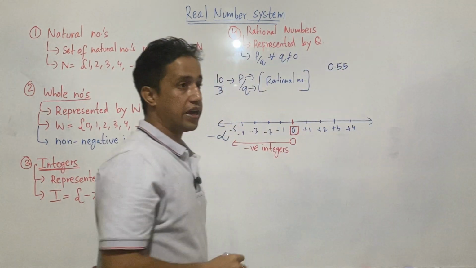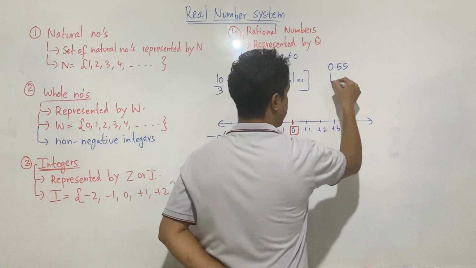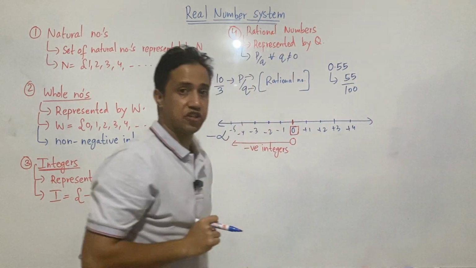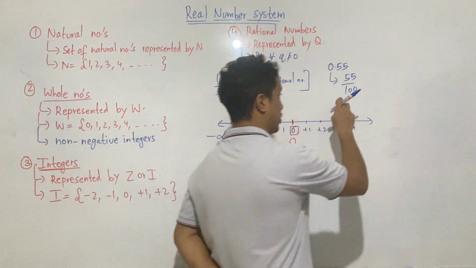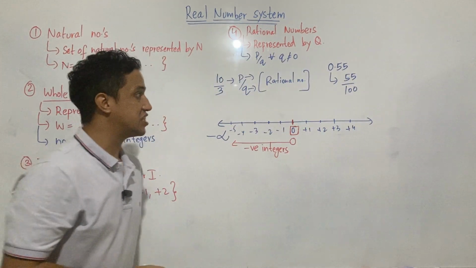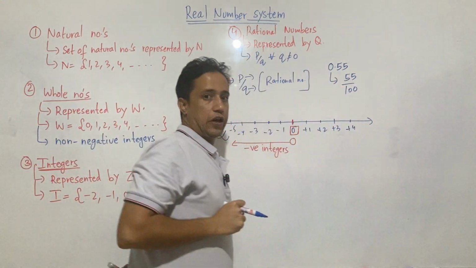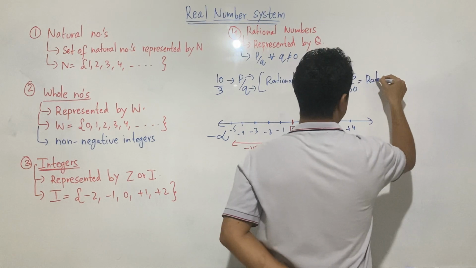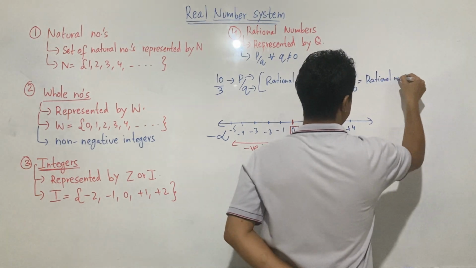For example, 0.55 can be written as 55 by 100. Is 55 an integer? Yes. Is 100 an integer? Yes. Is Q not equal to 0? Yes. So this number is going to be a rational number.